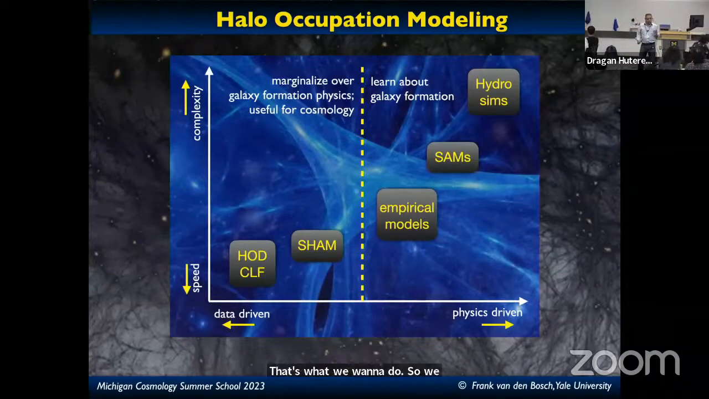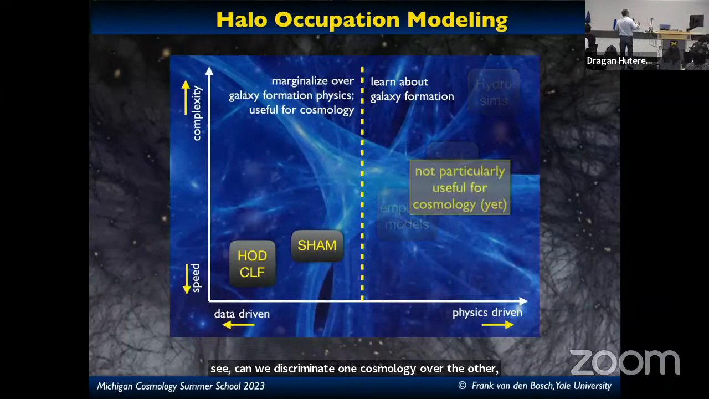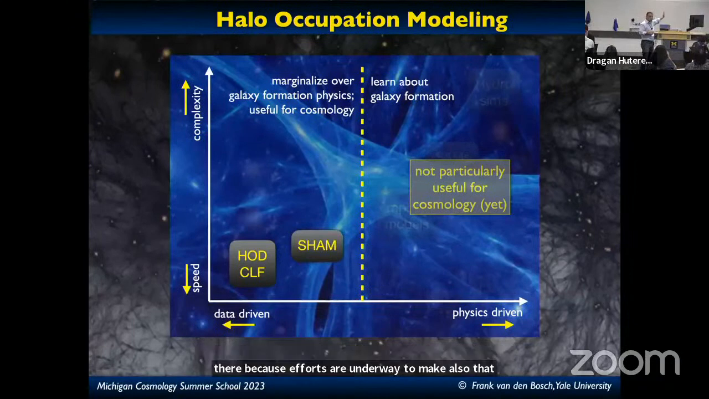We can do many different cosmologies and just try to marginalize over all this galaxy formation physics and see, can we discriminate one cosmology over the other? And that's where these two methods here come into play as sort of more powerful. Now, I wrote here "not particularly useful for cosmology". I wrote "yet" there because efforts are underway to make also that component fast enough that we can actually do this. Okay, and more talks this week will show you how you can actually do that.